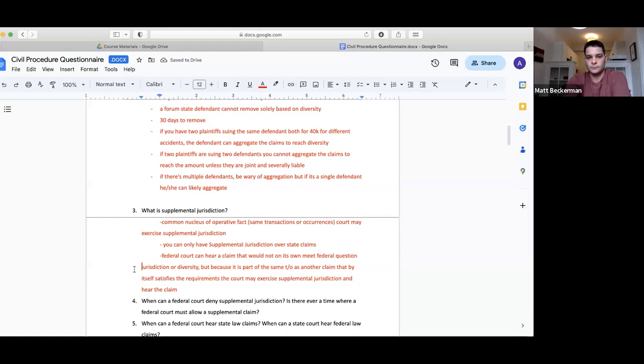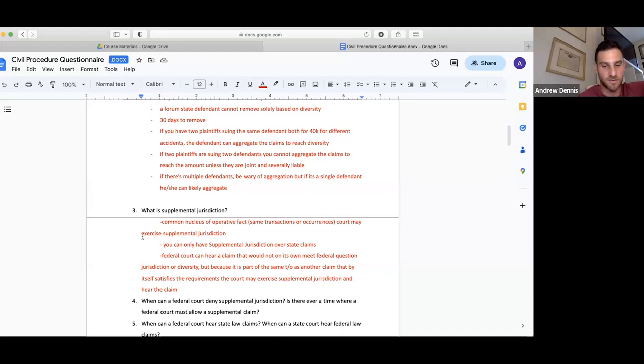Not easy at all. Not an easy concept at all. I know you're shaking your heads, but it's very difficult because you think, oh, this won't make it into federal court because it's only $25,000. But if it's the same transaction or occurrence as another claim that independently gets into federal court, then the court may exercise supplemental jurisdiction. If I'm correct, it's may, right? The court isn't required to. What'd you say? Optional. It's optional, yeah.